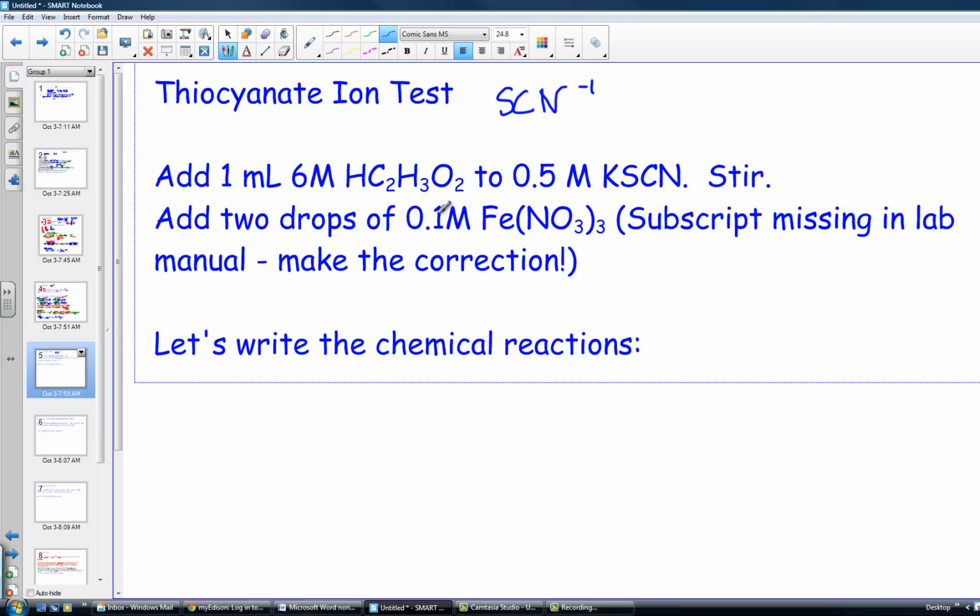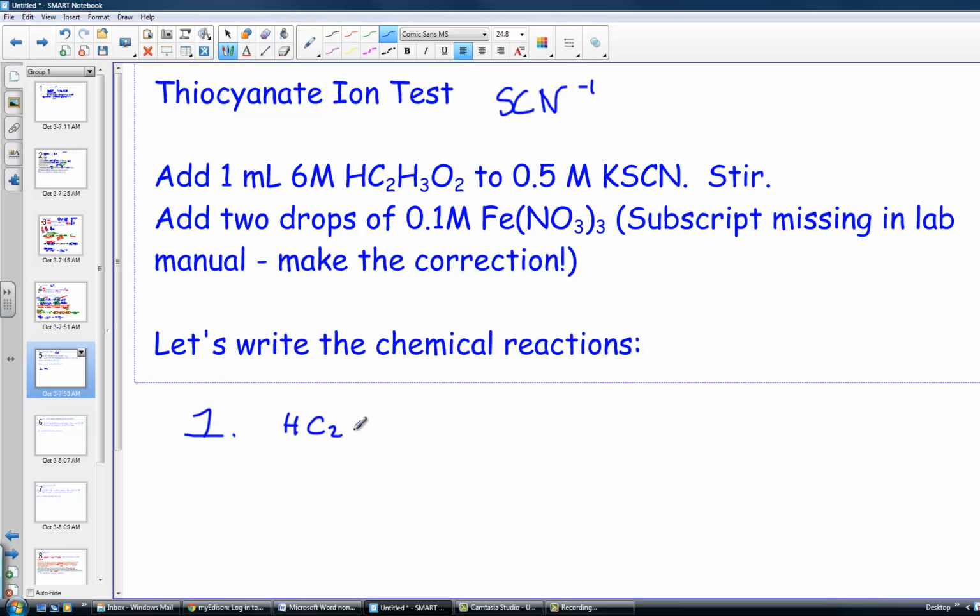HC2H3O2 is called acetic acid, and potassium thiocyanate. And we're going to stir that. So this is like a previous slide where we had 3 ingredients. So we have 2 separate reactions to consider.